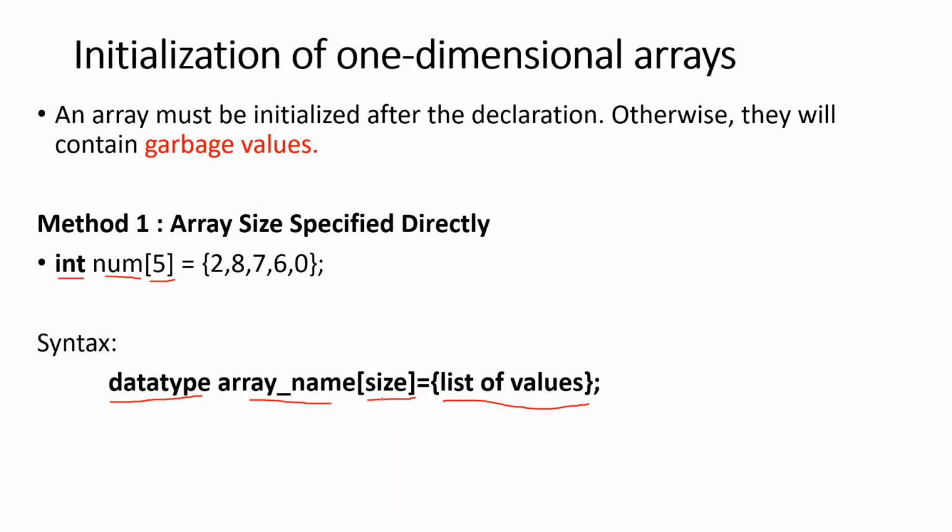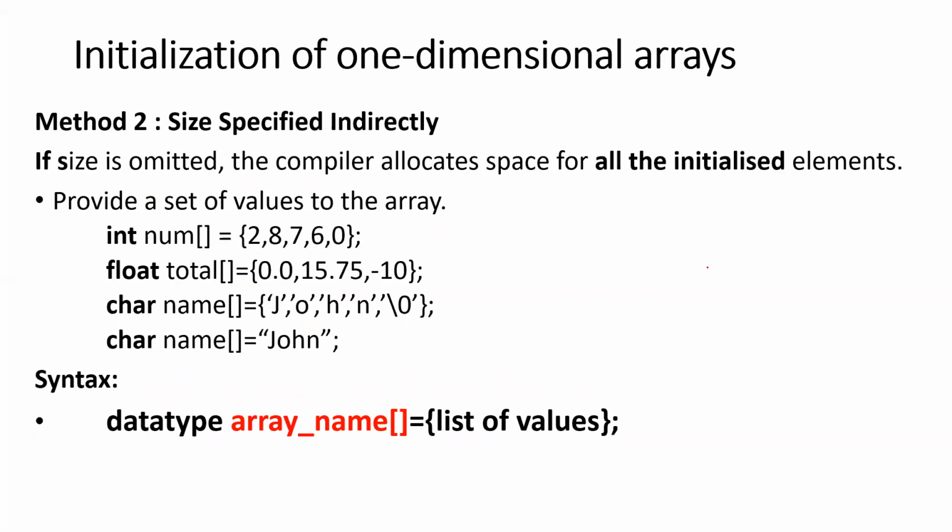In the square bracket you have to mention the size, while in the curly bracket you have to give the numbers or the elements which you are planning to store in the array, and it should be within the curly bracket or flower bracket. Got it. Now the second method is not that much different. We are not mentioning the size. Understood?